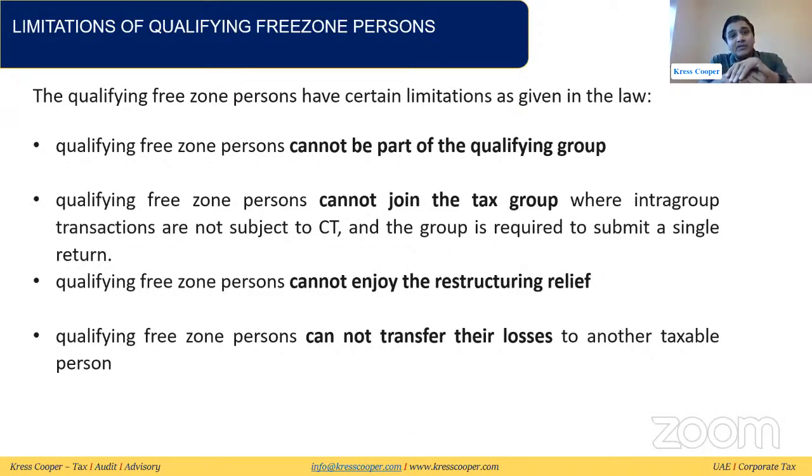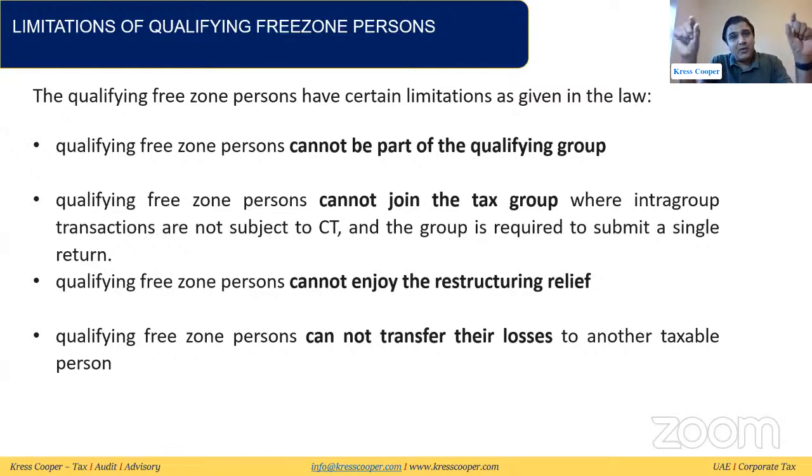These 4 limitations are: a qualifying free zone person cannot be part of a qualifying group. Basically, in the qualifying group, a lot of other conditions are there. Once the juridical persons are meeting all those conditions, it will be considered a qualifying group. Within the qualifying group, the businesses can transfer their assets and liabilities at the book value, and it will not be subject to corporate tax. Once they are transferring assets and liabilities from one member of the qualifying group to another member, it will not be subject to corporate tax.